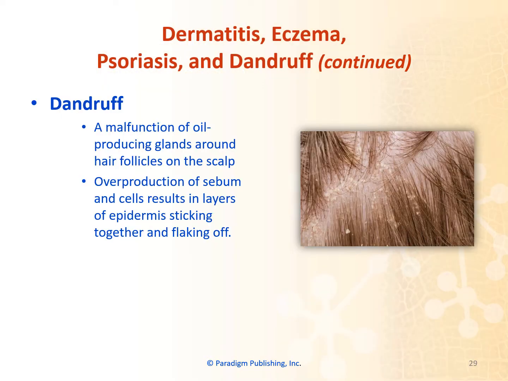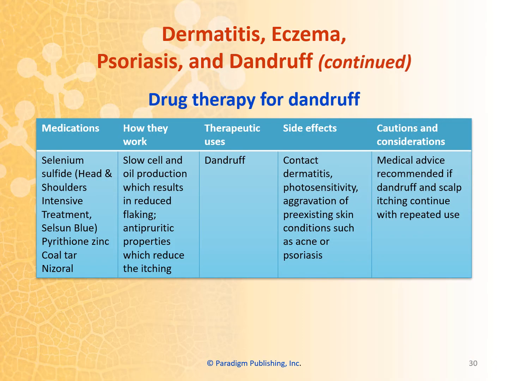So dandruff is a malfunction of oil-producing glands around hair follicles on the scalp, and the overproduction of sebum and cells results in layers of epidermis sticking together and flaking off. Some medications that are used to treat dandruff include selenium sulfide, which is the main ingredient in Head & Shoulders and Selsun Blue.